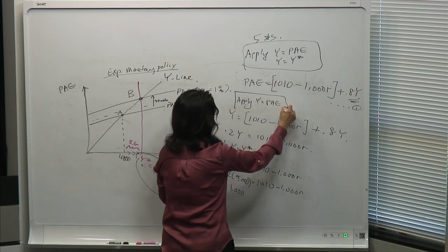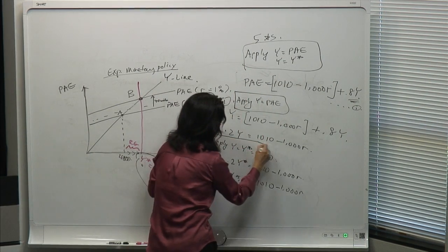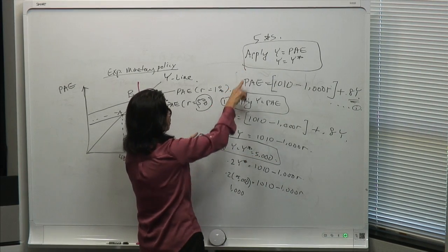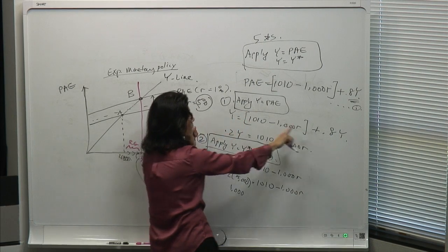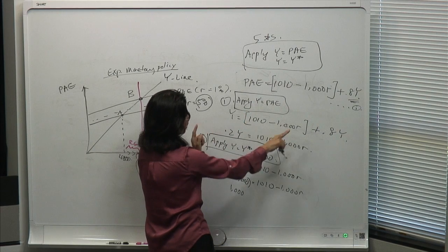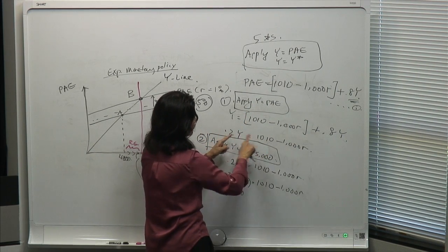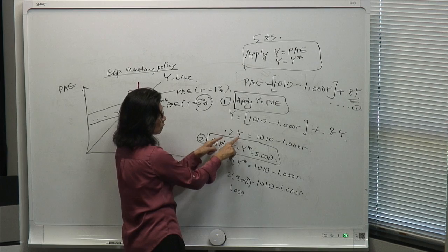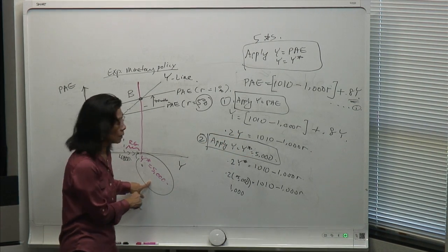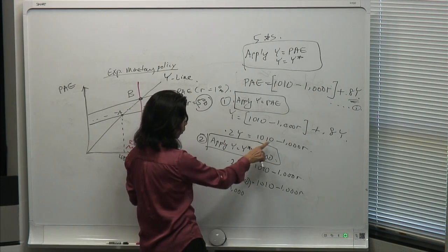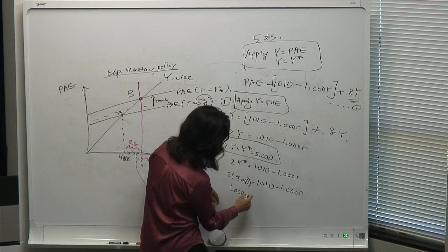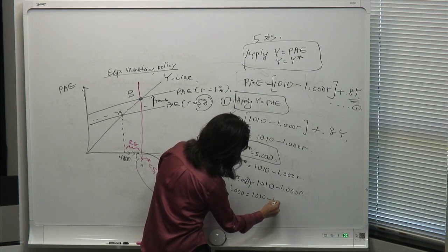We do it slowly. Two substitutions. We apply the first one, y equals PAE, to get rid of the y. Once we got two variables here, we then apply y equals y star in here, because we already know y star is 5,000, right? So we get rid of it, and now we are only left with one unknown, which is your little r. So right here is 10 minus 1,000 r.